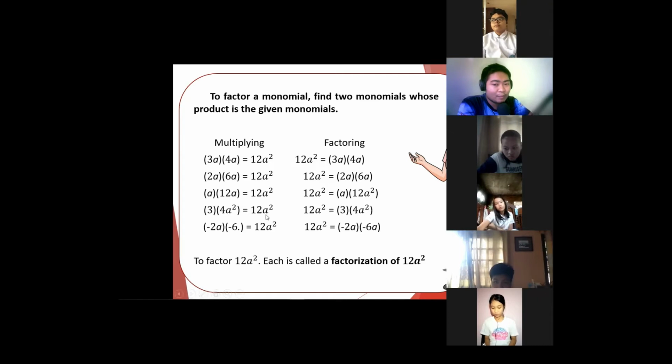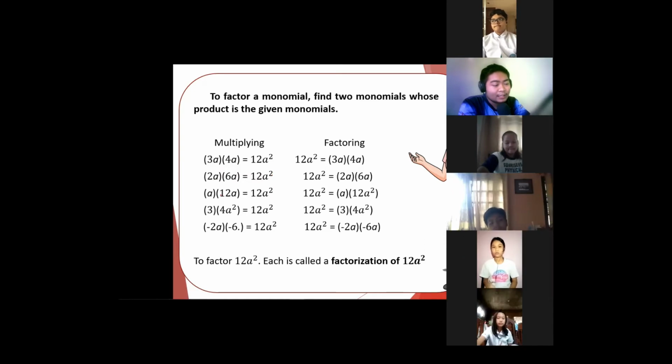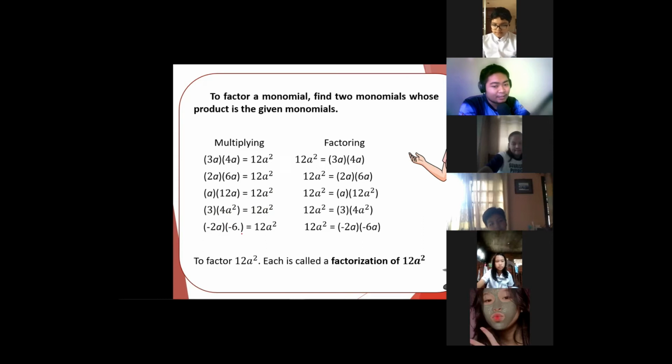If we multiply 3 times 4, that would be 12. A times A would be A squared. 3A times 4A would be 12A squared. Also 2A times 6A would be 12A squared. A times 12A would be 12A squared. 3 times 4A squared would be 12A squared. Negative 2A times negative 6A would be 12A squared.